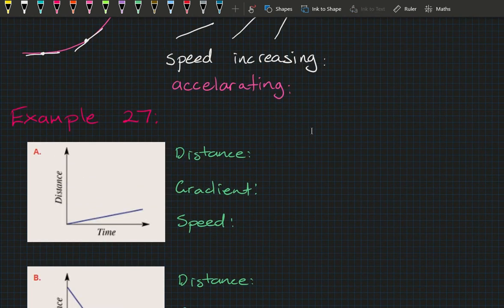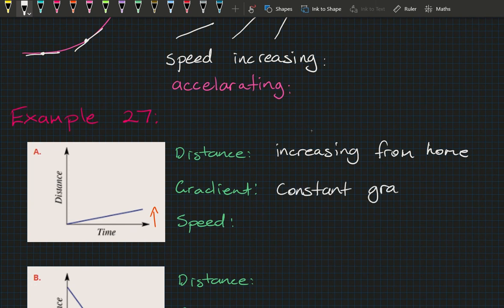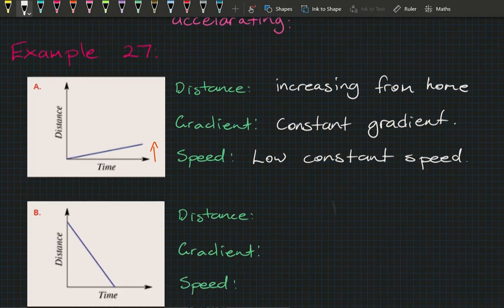Alright, so this one here for A shows that our distance is going up. So our journey shows that the distance is increasing from home. And because it's a straight line here, that means that every one step I would change the same amount. So we have a constant gradient. And the speed, well, it's not a very steep line, is it? So we're definitely traveling at a low speed there. And because it's constant, we say it's a low constant speed. All right, let's move on to the next one.